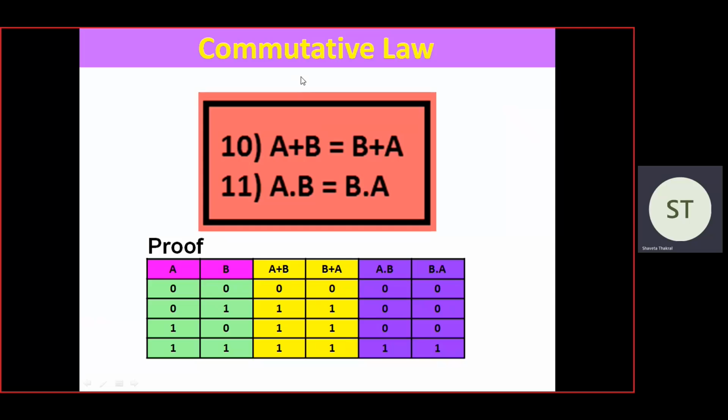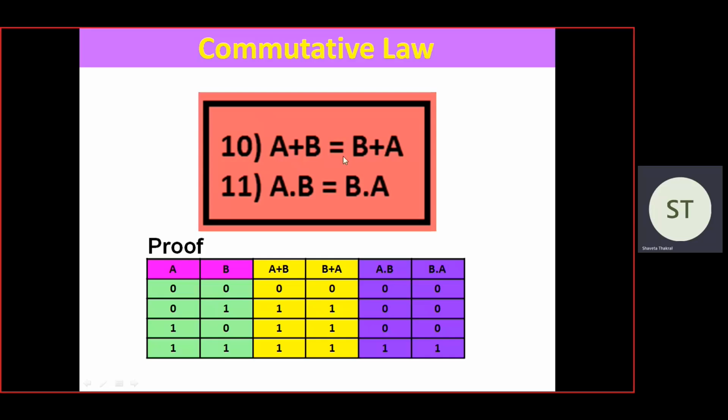Then next we have the commutative law. As per commutative law, we have two theorems. A ORed with B is equal to B ORed with A, or A ANDed with B is equal to B ANDed with A. Similar to mathematics, if we have addition of two numbers, number 1 plus number 2 or number 2 plus number 1, the result is the same. And if we multiply two numbers, number 1 multiplied by number 2 or number 2 multiplied by number 1, that is the same thing. So in the same way we apply the AND logic and the OR logic in the commutative way.